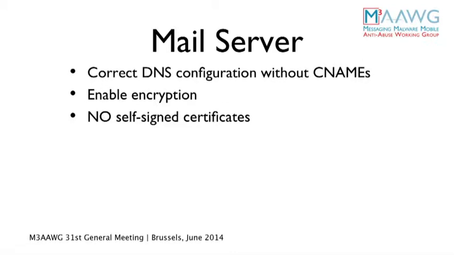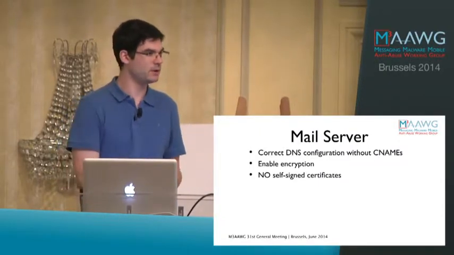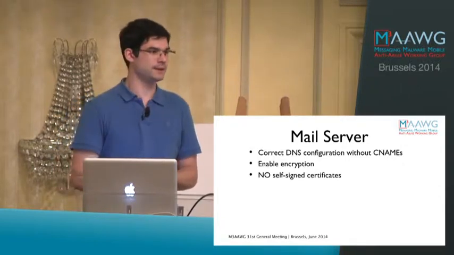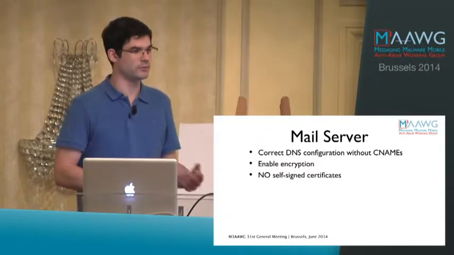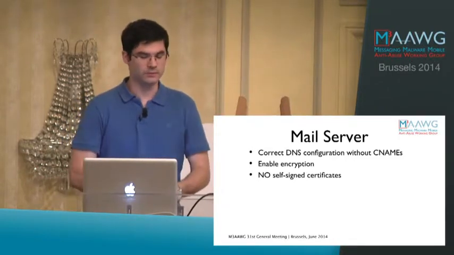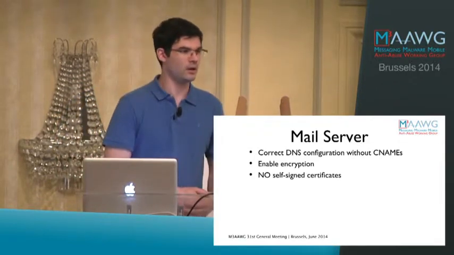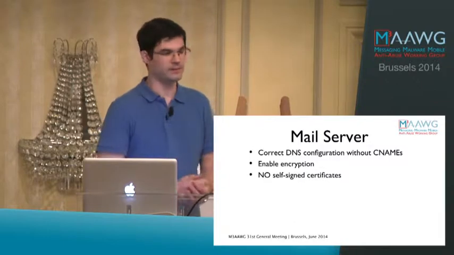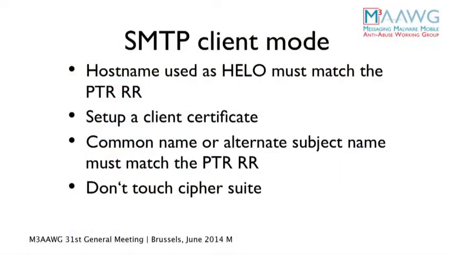On the mail server side, we recommend to have a correct DNS configuration without CNAMEs. So we remove CNAMEs. Our guide also recommends to enable encryption whenever it's possible, and not to use self-signed certificates. Always use certificates that are signed by trusted authorities. There are now some options, like StartSSL, that offer free certificates if you meet some criteria, so it doesn't cost a lot of money, or you can even have some for free. If you look at bettercrypto.org, you're using a StartSSL certificate, for instance, but not self-signed.